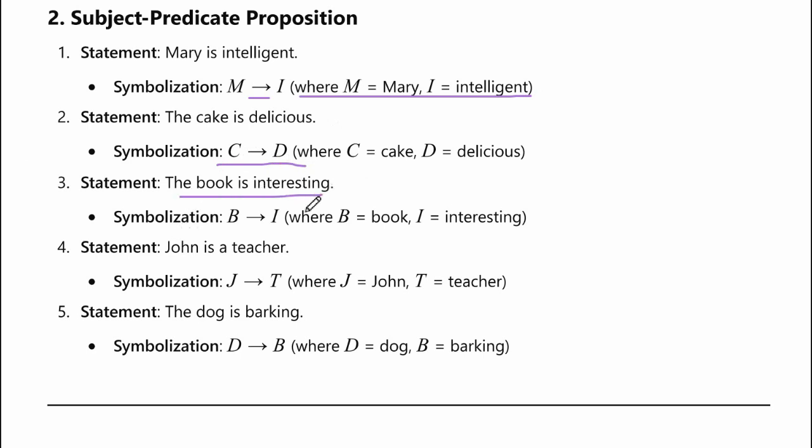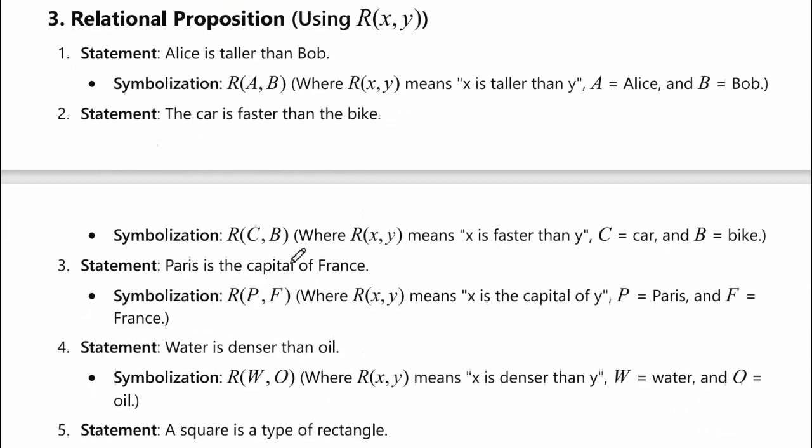The book is interesting. Same way, the standardized format. So I'm not going into all of them. We got the gist of it. I'll move forward. Relational proposition. In this, we can symbolize it using R. R stands for relation as per our elementary logic book. And X and Y are the individual terms inside that.